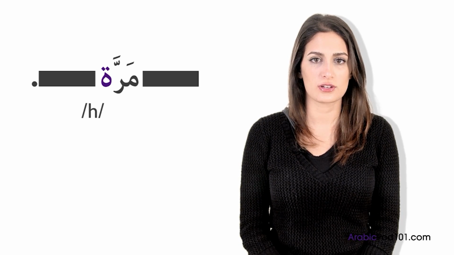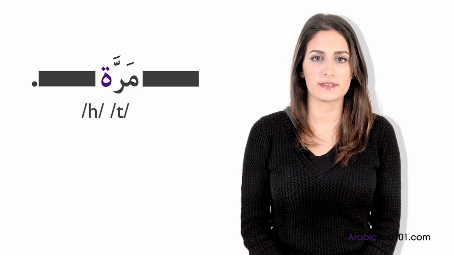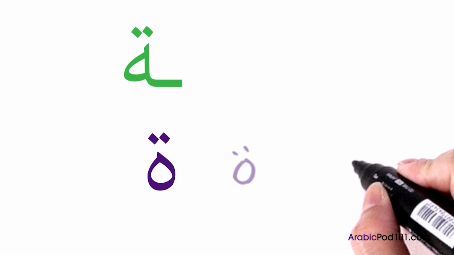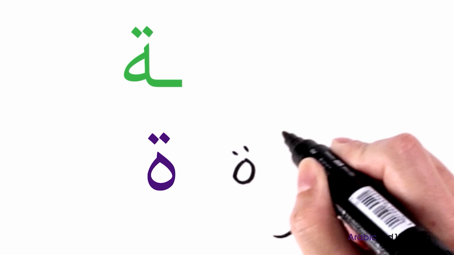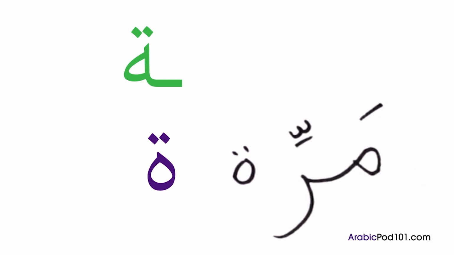Ta can also be tricky because its pronunciation varies depending on its position in a sentence. It can be either an H or a T. The rule of thumb is that as long as the word is pronounced alone and not in a sentence, then it's pronounced as an H. Let's try writing ta. Isolated, final.